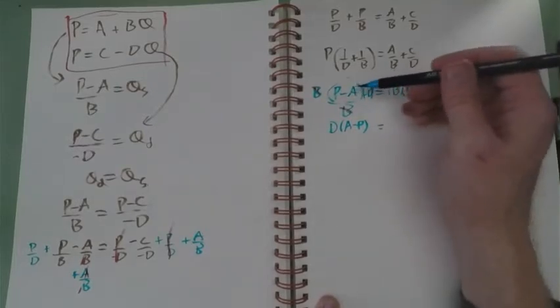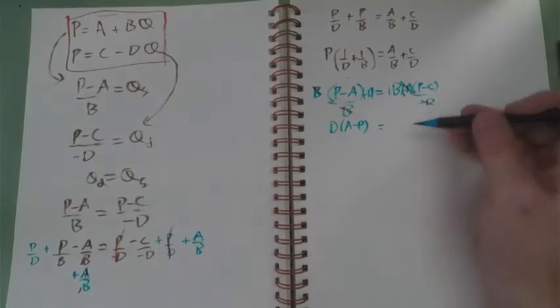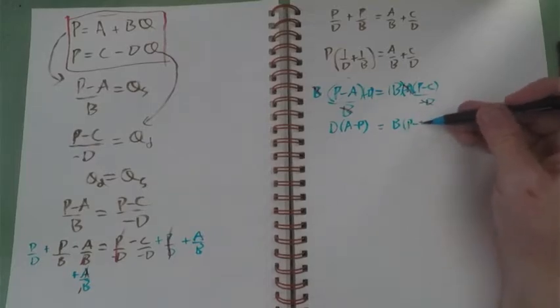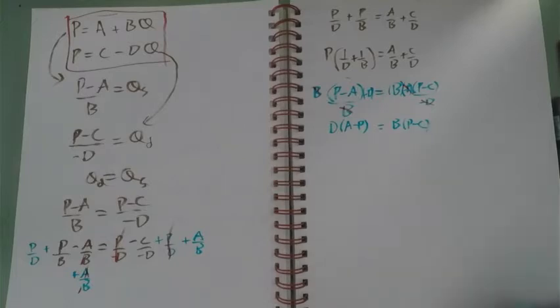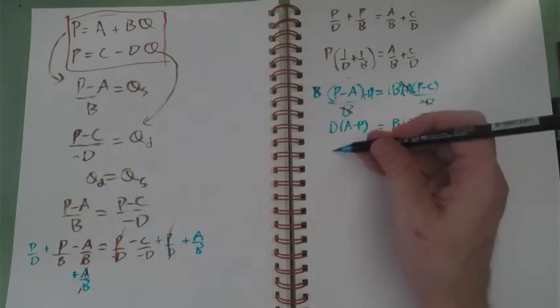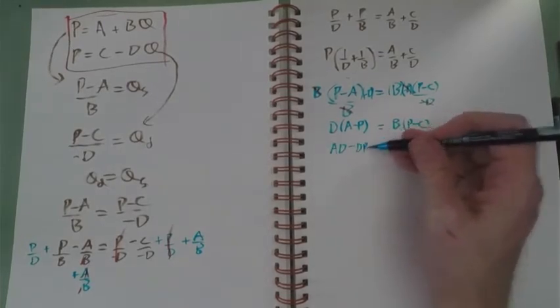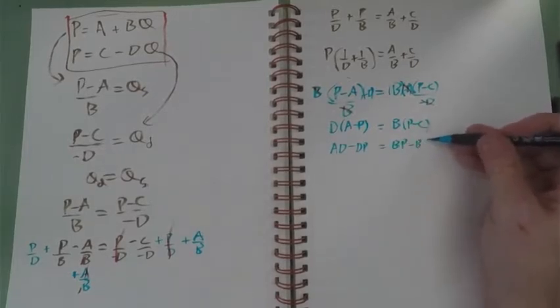I'll just plug in some simple numbers and test them in my head to make sure it makes sense. And then we've got B times P minus C, and we don't need to do any fancy moving around because there's no negative sign to deal with here. All right, so we still want to isolate those P's. So let's start by saying this is AD minus DP equals BP minus BC.